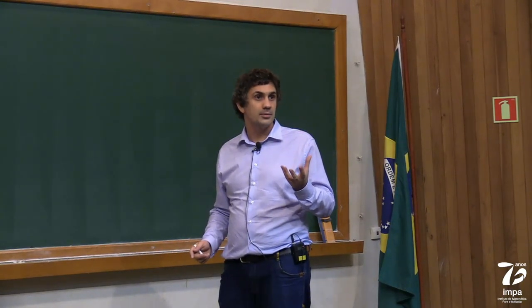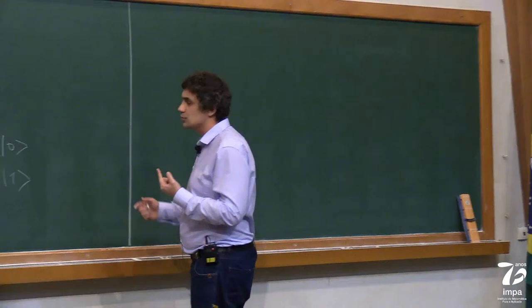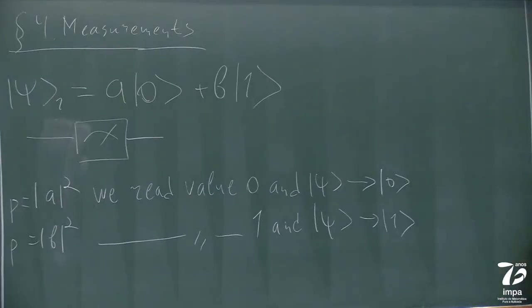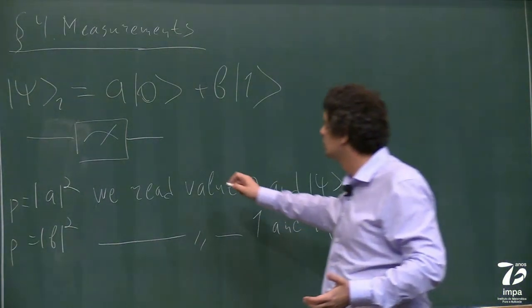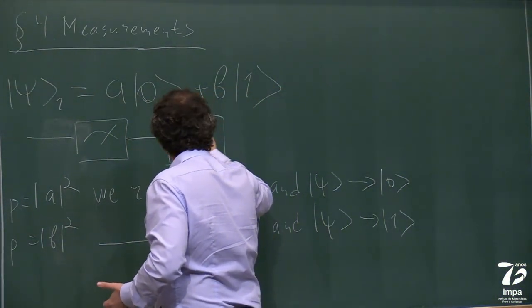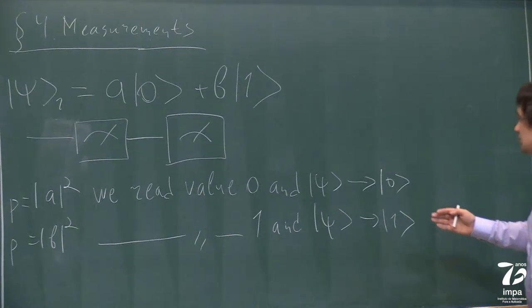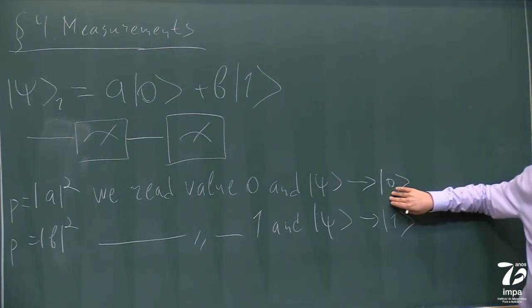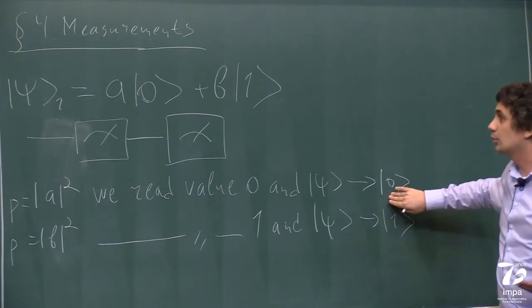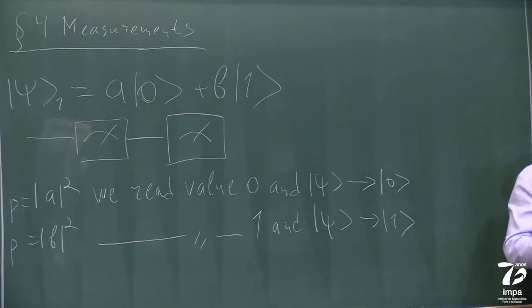So in particular, what does this mean? This means two things. First of all, we cannot predict the output, so this is a probabilistic feature. Another thing is that if we do measurements two times in a row, the result of those two measurements will necessarily be the same, because if it goes to the state zero, then the measurement gives us zero with probability one. If you do measurement of the same qubit two times, then you will necessarily get the same result.